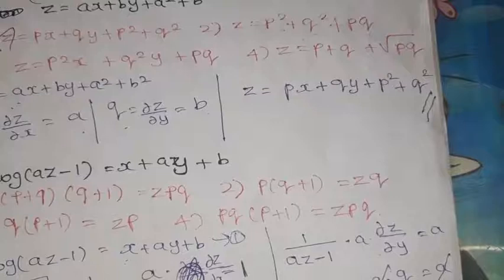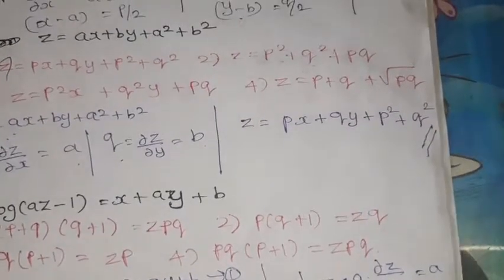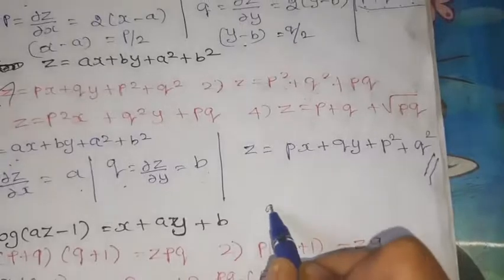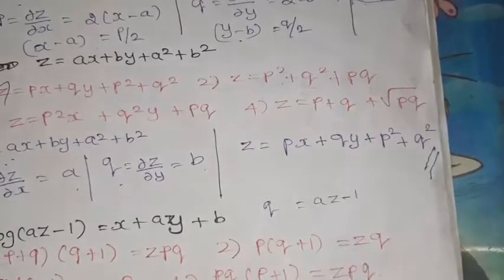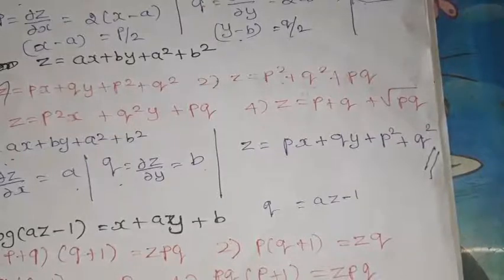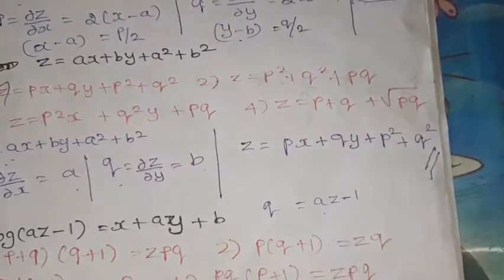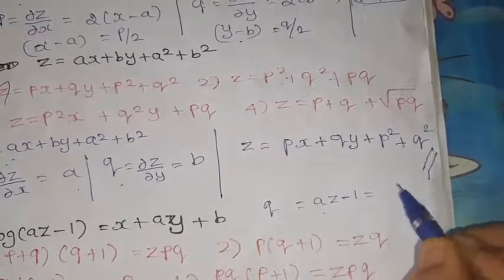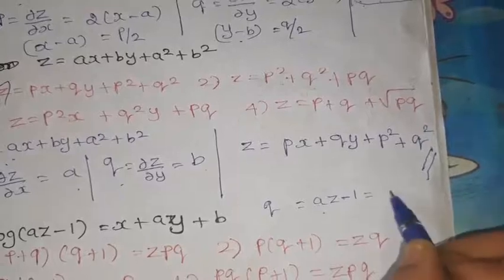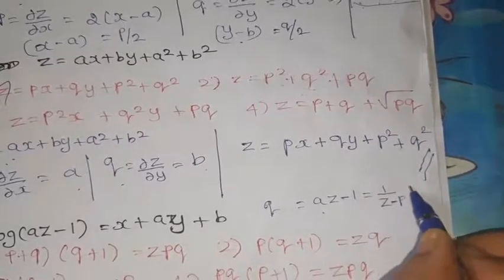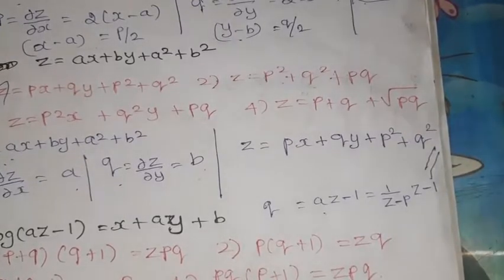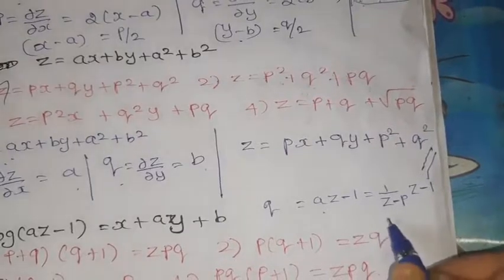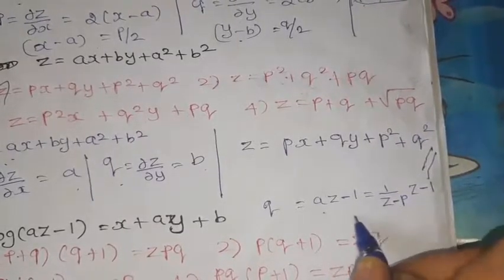From this, what is q? 1 by q is nothing but a into z minus 1, right? From this equation, what is q? I am writing here. Q is equal to a into z minus 1. Then a equal to 1 by z minus p, right? Substitute a value in this equation. What we get? A into z, so 1 by z minus p into z minus 1. This is q, right? 1 by z minus 1 into p. So what is q? Z by z minus p equal to 1.